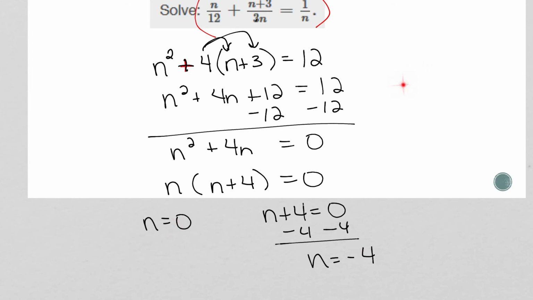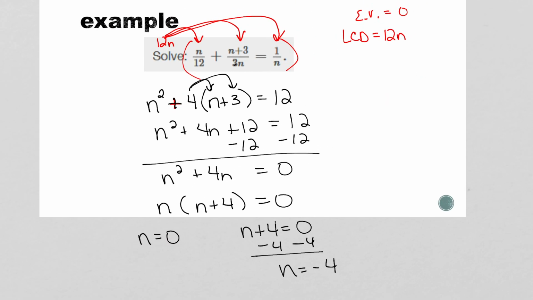Let's check them with our excluded value. Oh, our excluded value is 0. So that means this one cannot be. You would not say no solutions on this one because we still came up with another good solution. It's just we cannot list this one as a solution, okay? The only solution to this problem is negative 4, and this one is a good answer. And you can check your work. Don't forget, you can take this negative 4 and put it in there, there, there, and there, and make sure the left side equals the right side.